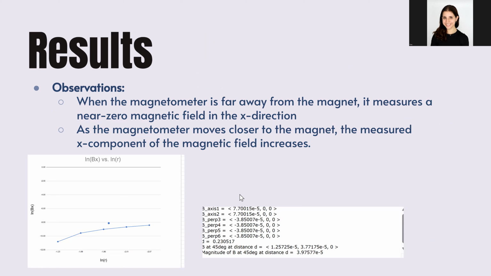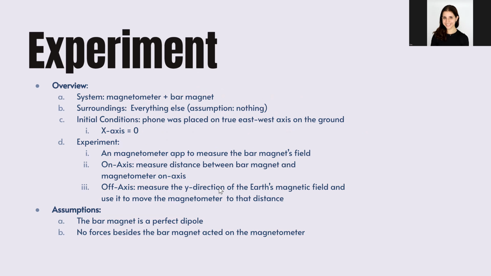So these are the results that I got from GlowScript and also from my own experiments. What I found is that when the magnetometer is far away from the magnet, it measures a near zero magnetic field in the x direction. And as the magnetometer moves closer to the magnet, the measured x component of the magnetic field increases. I also graphed these results, which can be seen below, and I'll be showing the rest of the spreadsheet eventually. Then on the right, I provided my calculations that I got from GlowScript, which I will also go into later in the lab.